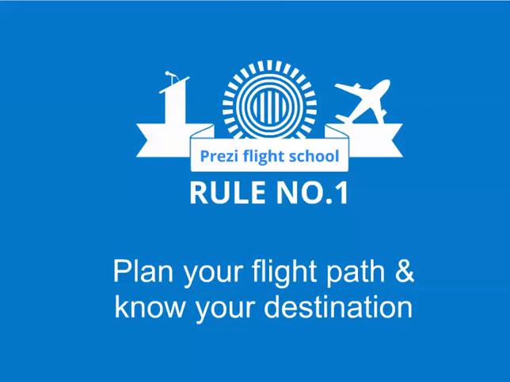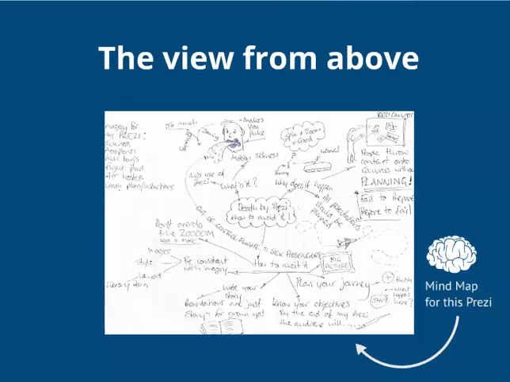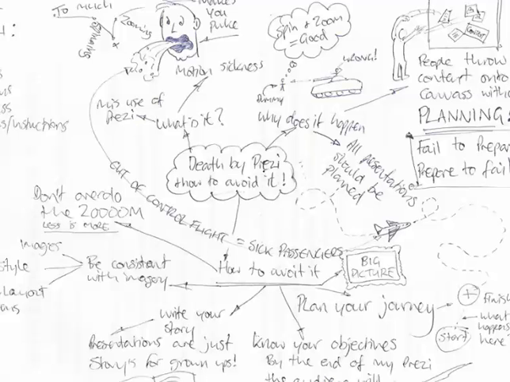So the very first rule of Prezi Flight School, and probably the most important one, is to plan your flight path and know your destination. If you don't know where you're going, then it's going to be a very bumpy ride for your audience. Okay? Now, just to show you very quickly, this is actually a mind map that I created for this presentation that you're viewing right now.